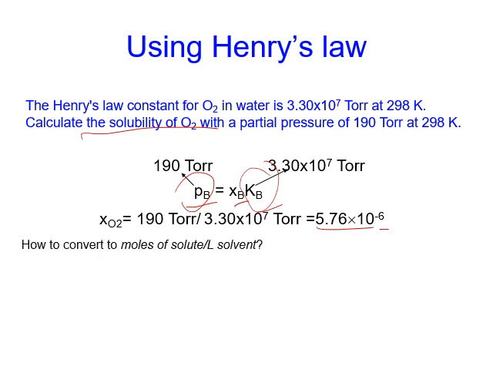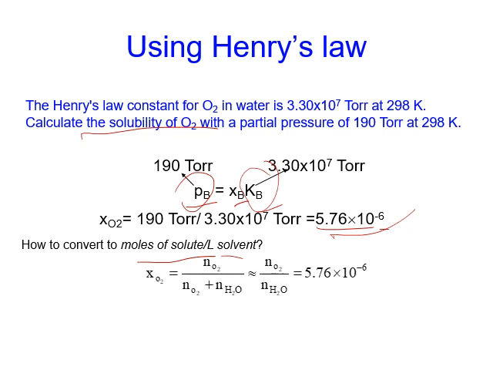Now, for solubility, usually we use a different unit, for example, the molarity, moles of solute per liter of solvent. So how do we convert this mole fraction to molarity? To do that, we first realize the mole fraction is the number of moles of oxygen divided by the total number of moles. And because the solubility is so small, we can approximate by saying it's moles of oxygen divided by moles of water, equals 5.76 times 10 to the minus 6.